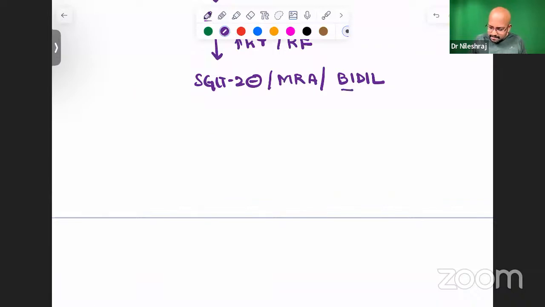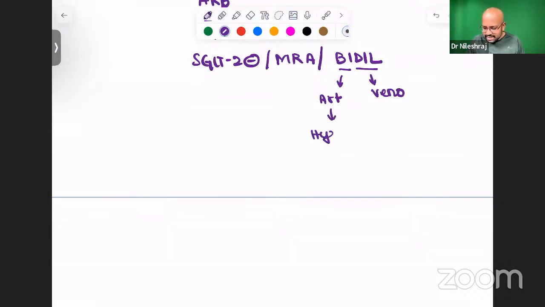BiDil is nothing but a bidilator. We give an arteriolar dilator and a venodilator together. The arteriolar dilator which we prefer to give is hydralazine, whereas the venodilator is ISDN, isosorbide dinitrate. This drug given in combination is called BiDil or bidilator, and dilates both arteries and veins. Currently, it is found to be less effective in Indian populations, mostly effective in African populations. But again, we still have that drug under the list, which can be used for the treatment of certain patients.